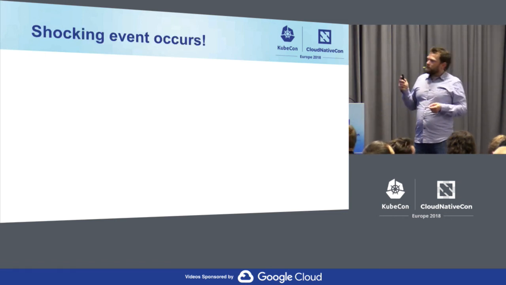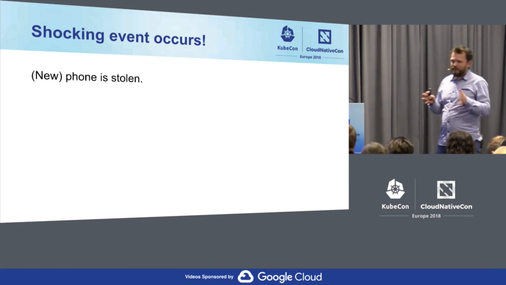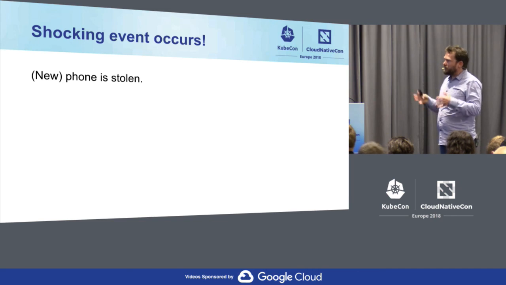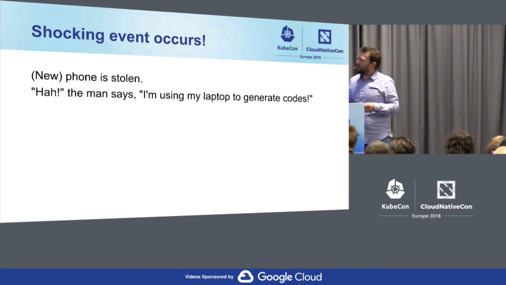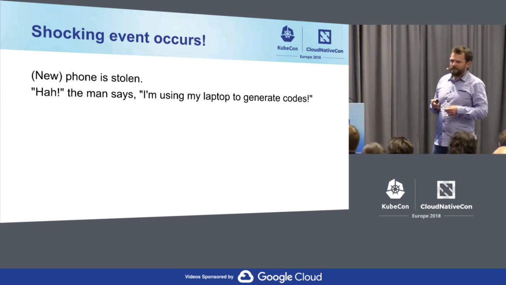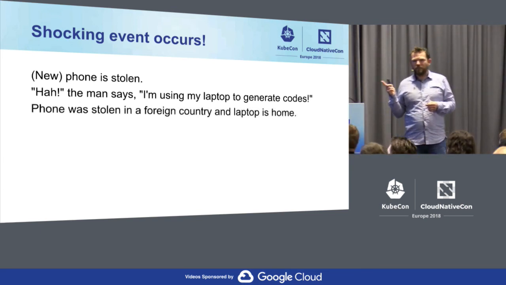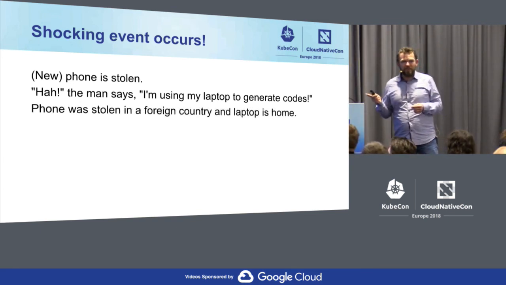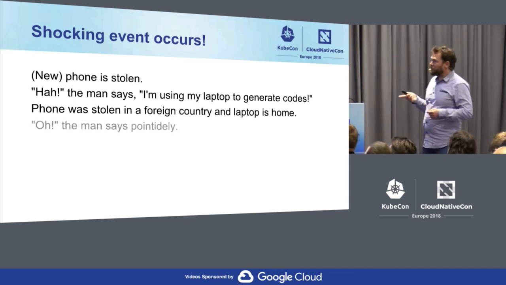Shocking events occur. New phone gets stolen. The man has no luck, perhaps, but that's the story we have in here. The man says, I'm using my laptop to generate codes. I'm not using the Google authenticator anymore. I learned my lesson. Problem is, the phone was stolen in a foreign country and the laptop is nowhere to be seen. So I can't access the codes. Well, the man can't access the code.